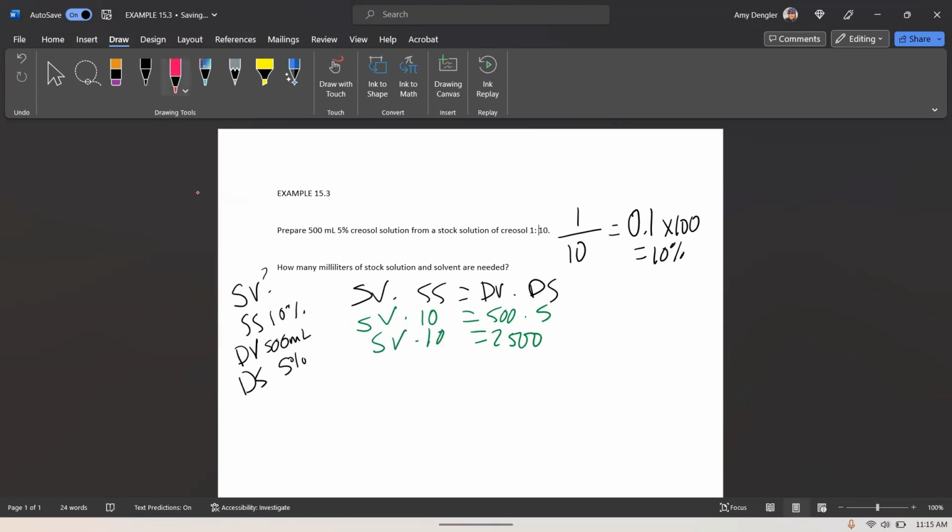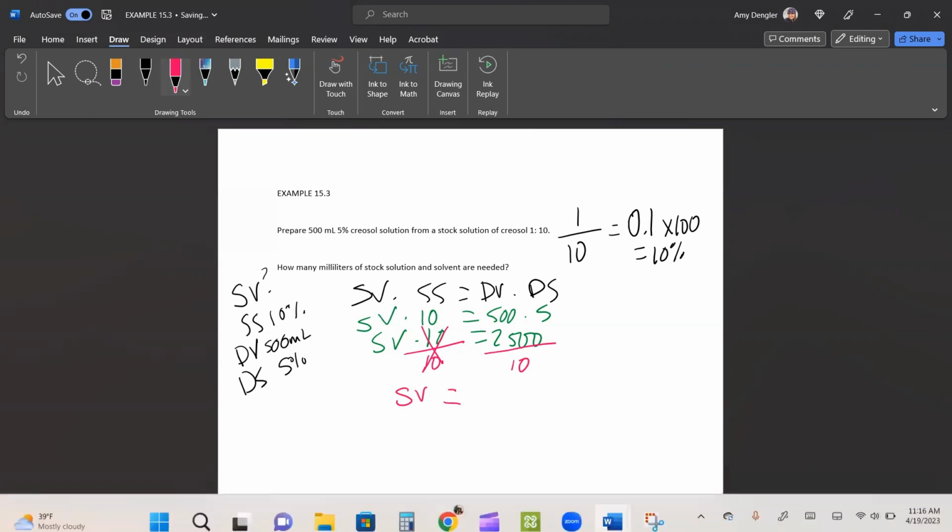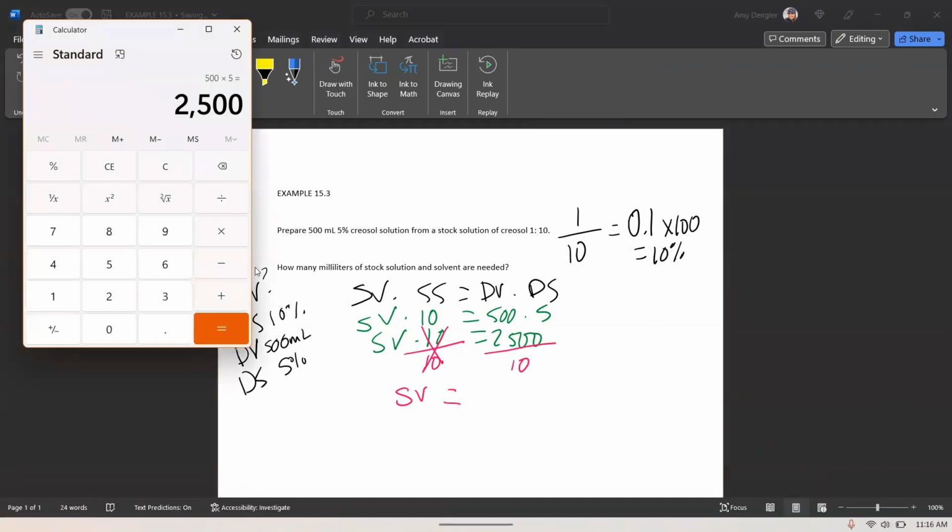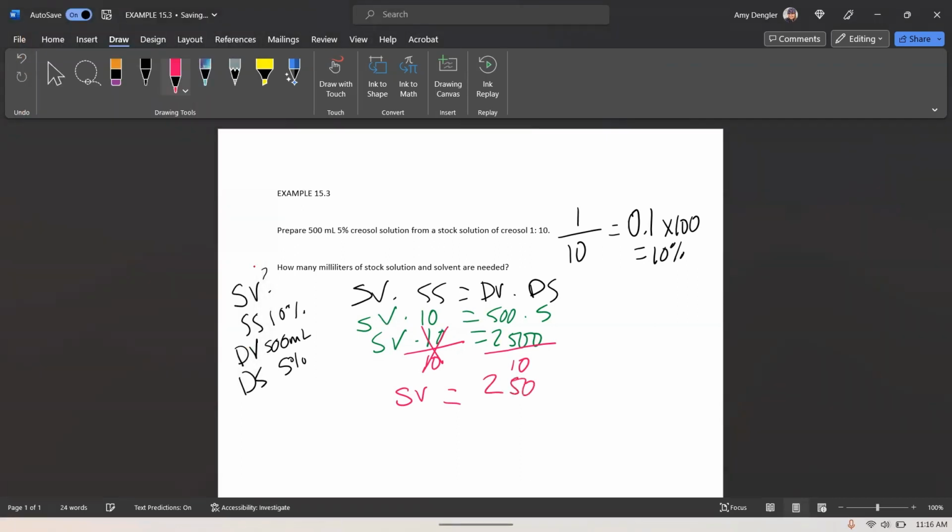All right, so I want to get SV alone. So I need to get rid of this 10. So if I do it on one side, I have to do it on the other. So I'm getting rid of those, 10 divided by 10 crosses off, and all I have is SV. And then I just need to do 2,500 divided by 10. And that tells me that my stock volume is 250 ml.